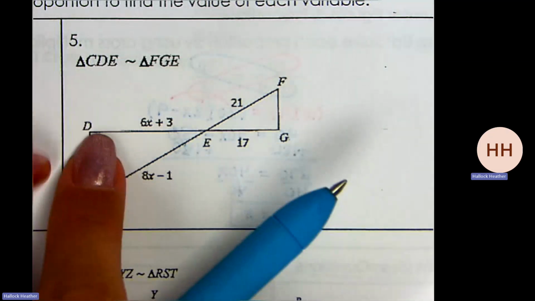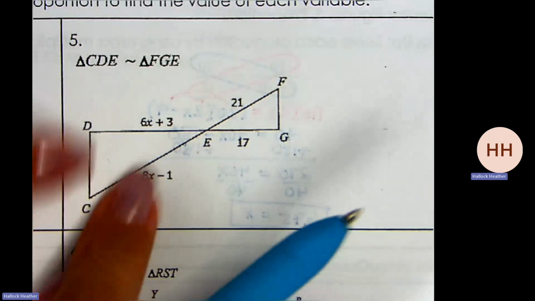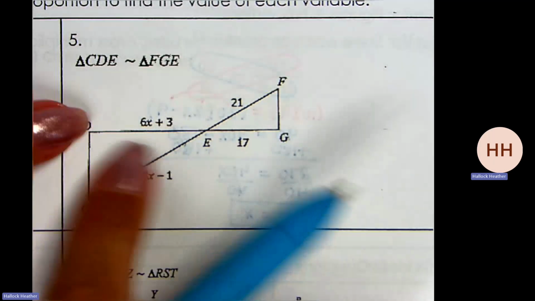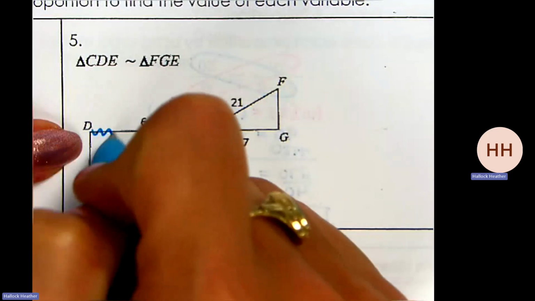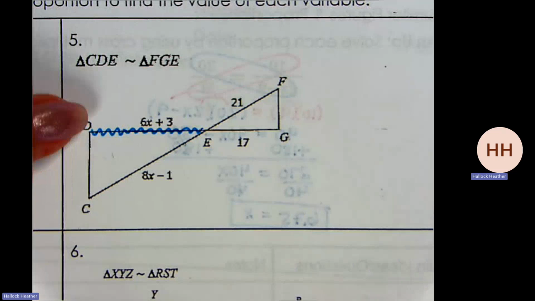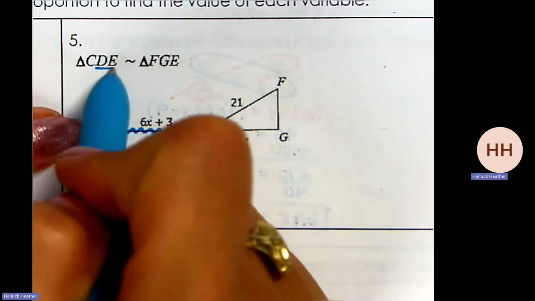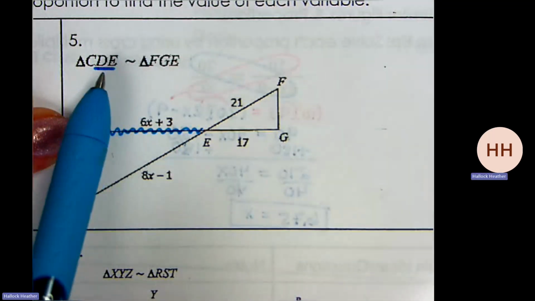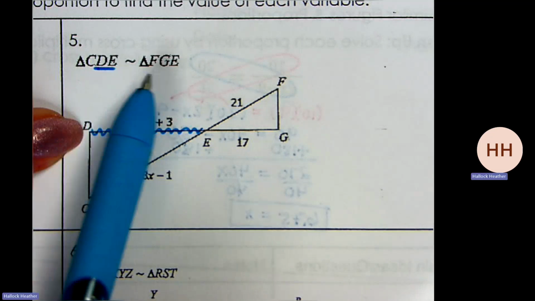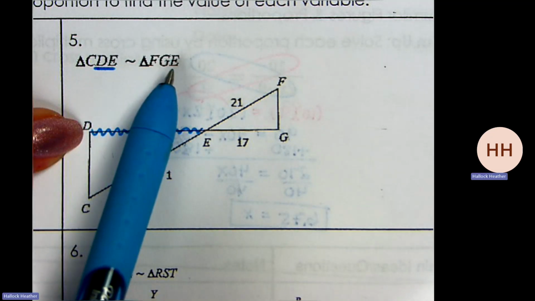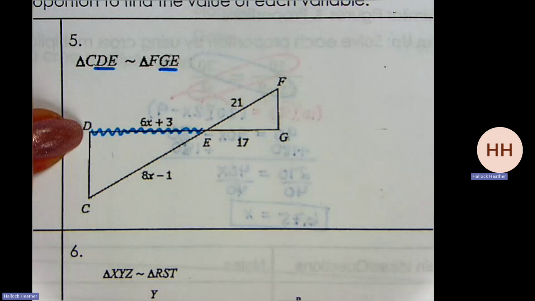So the first thing I want you to do is we're going to look at the big triangle and I'm just going to pick one of the sides. So this is the big one. This is the small one. I'm going to say, I'm looking at this right here. 6x plus 3. This is D to E. If I look at D to E, it is the last 2 letters in this statement. So the last 2 letters on this other statement are going to match that. So D to E matches with G to E. So if I look at G to E on my picture, what is that going to match with? Is it going to match with 21 or 17? 17. So these pieces match. So that's where I'm going to start.